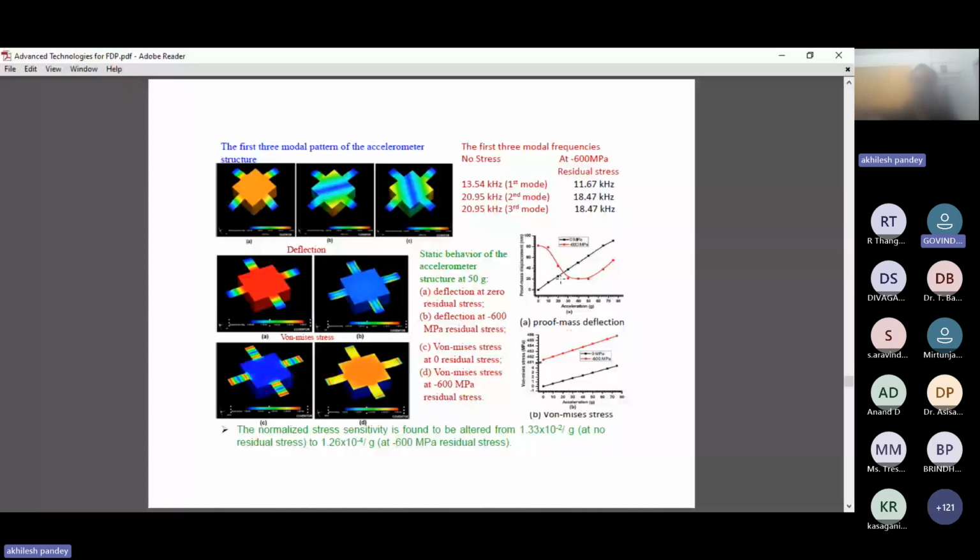The normalized stress sensitivity is found to alter from 1.33 times 10 to the power minus 3 per g at no residual stress to 1.26 times 10 to the power minus 4 at minus 3. So while designing, one has to know the proper residual stress of the sample, so that using the fabricator, whatever results one expects, one can get.